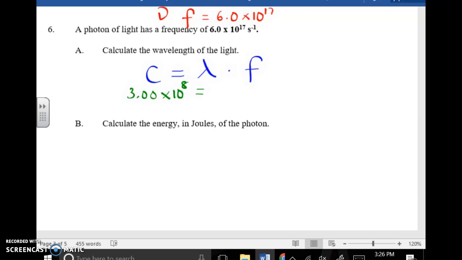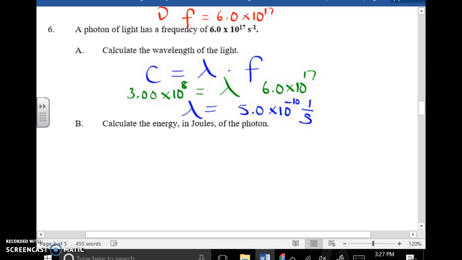The wavelength is what we're looking for, so we just call that wavelength. And the frequency of this photon of light is 6 times 10 to the 17. When I solve for wavelength, I get 5 times 10 to the negative 10. Of course, your calculator might say 5e minus 10, same exact value. B, calculate the energy of this photon. So we're still using the same frequency. But there's another formula that relates energy to frequency.